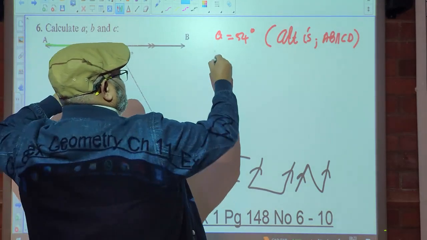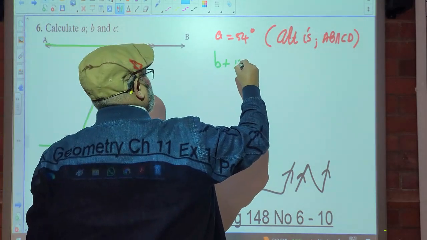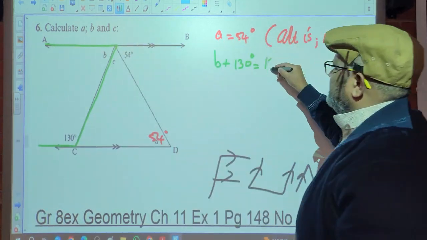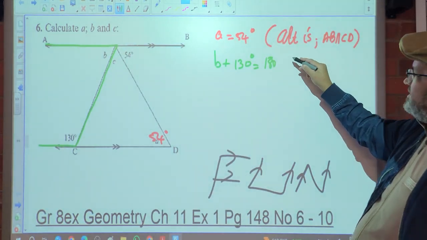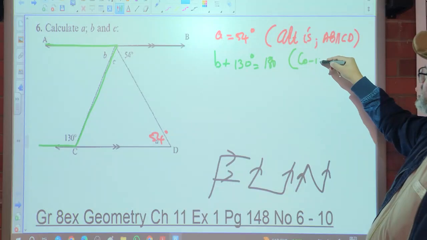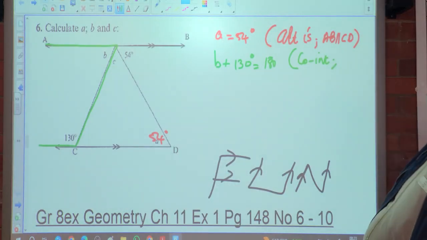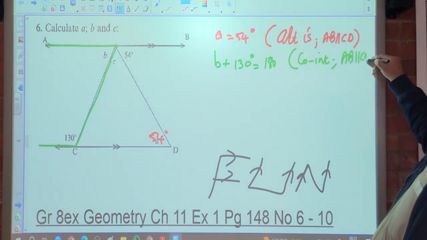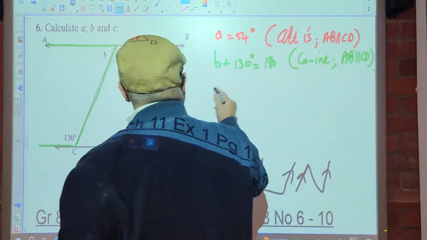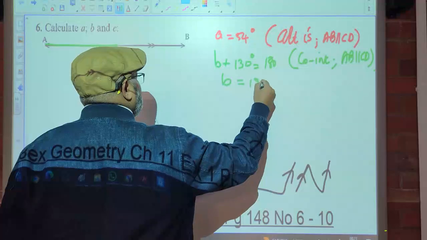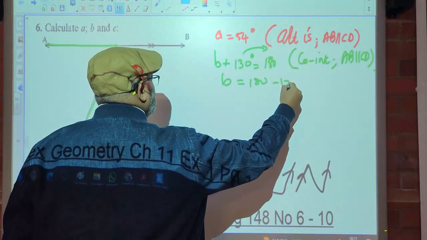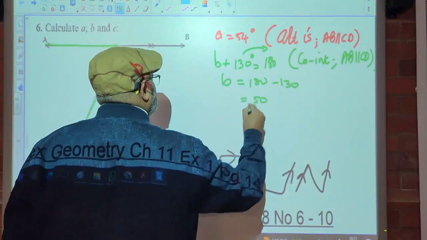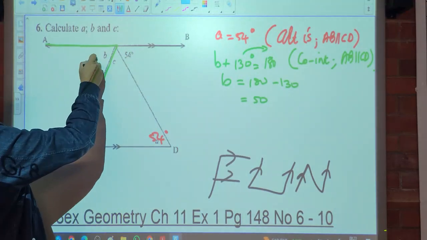So we say B plus 130 is equal to 180. Why? Interior angles. What must I not forget when I use these fun angles? AB is parallel to CD. So B works out to be 180 minus 130, which is 50 degrees.